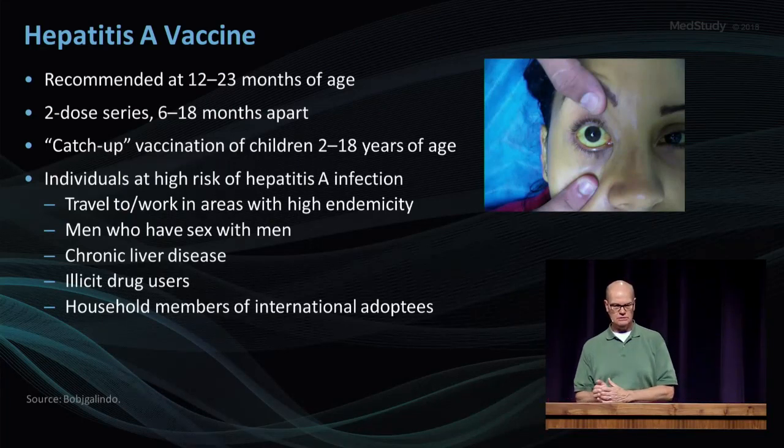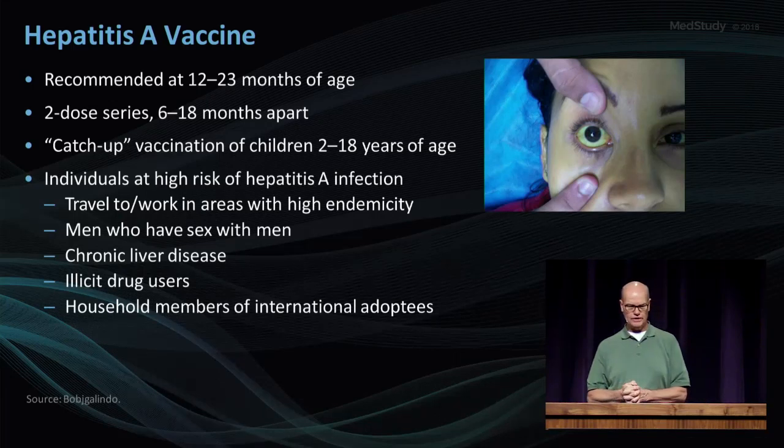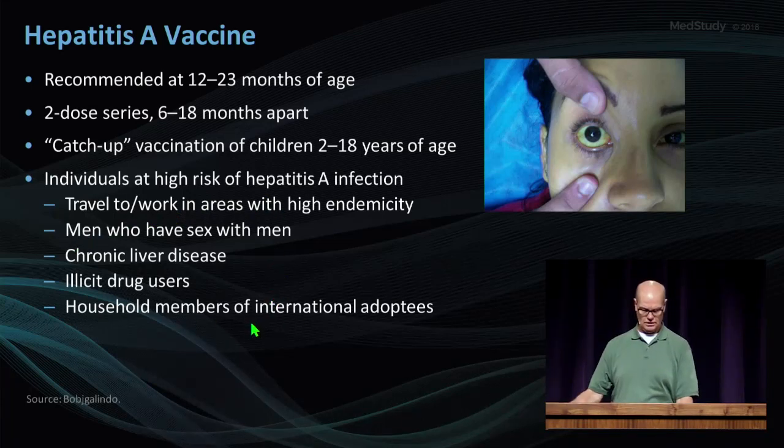Hepatitis A vaccine, recommended in a 2-dose series. This is pretty straightforward and not associated with a lot of contraindications or adverse effects. Certainly, individuals at high risk should be targeted if they were not immunized at a younger age.